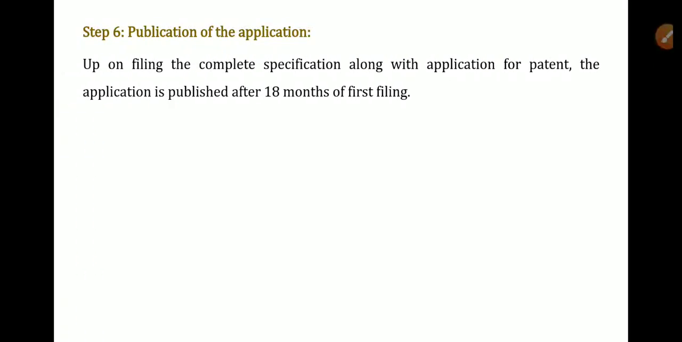So after filing a patent application, writing and drafting an application, you have to publish your application. The authority will publish your application. So upon filing the complete specification along with the application for a patent, the application is published after 18 months of first filing.